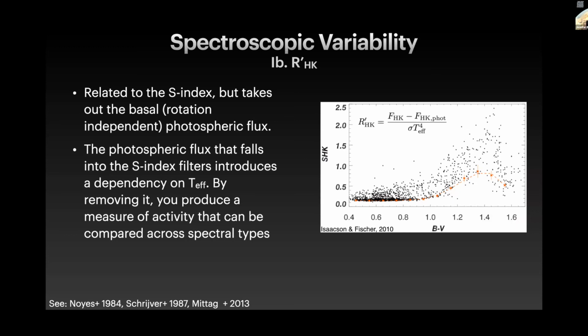So if you know what the H and K flux is, and you can try to subtract off some measurement of the photospheric flux, you can then correct or divide by the effective temperature to deal with this conversion across spectral types.